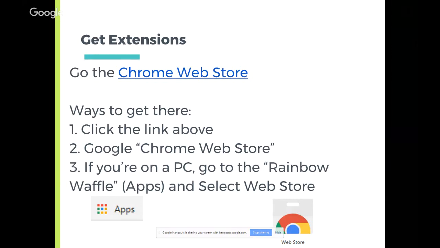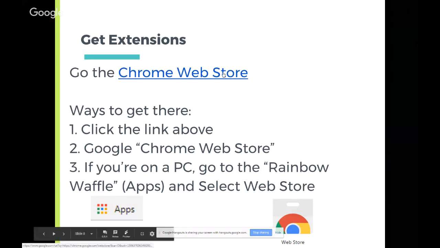So if you're on a desktop or a laptop PC, another option is underneath the address bar. You'll see a rainbow colored waffle that says apps, looks just like this. And if you click on that, you will see an icon that says Web Store. So I'm just going to click on the link in the presentation.